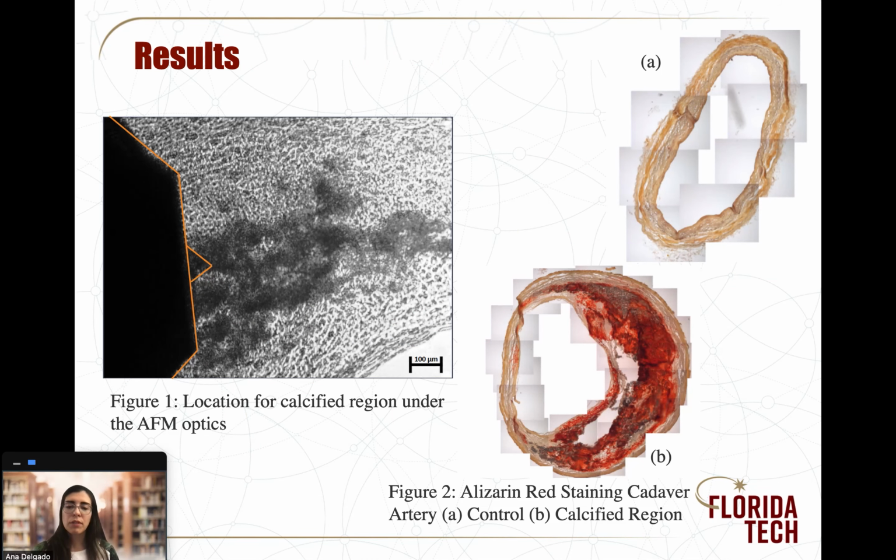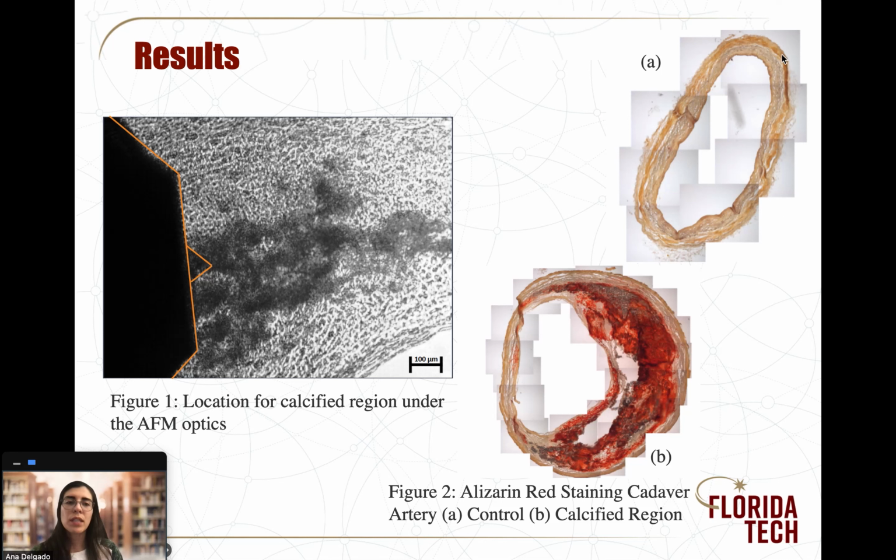For our staining results, here we can see that under the AFM optics, the calcification just seems like darker spots. So what we did was to compare the AFM image with the staining results. That way we can assure that the area that we were testing was in fact calcification. Also, we can see the difference between the healthy artery and the calcified artery.